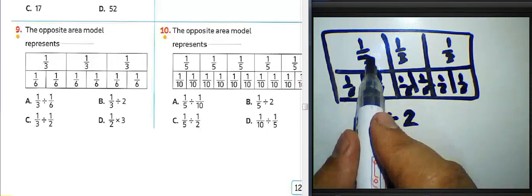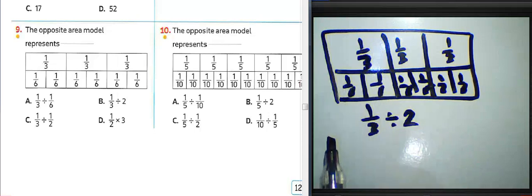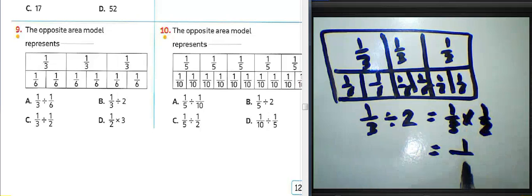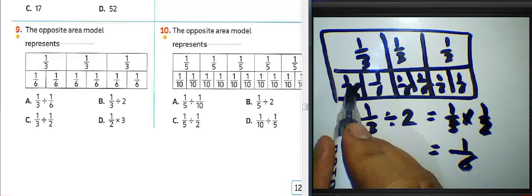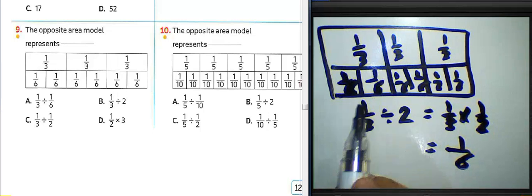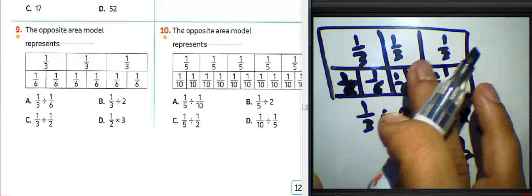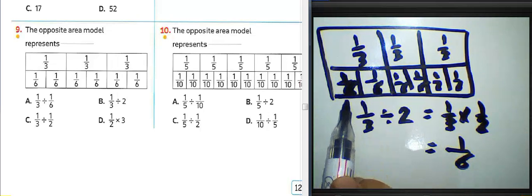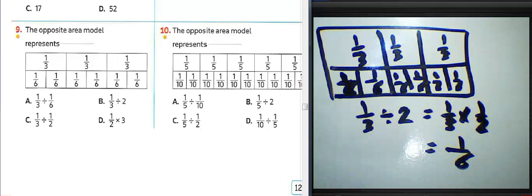Again, we have 1/3 divided into 2 parts. The result will be 1 over 3 multiplied by 1 over 2. The result will be 1 over 6. So 1 over 6 is the result for this example. Understood? Again, we have how many parts? 1, 2, 3. 1/3 divided by 2 equals 1 over 6. So we must choose letter B for this example, 1 over 3 divided by 2.